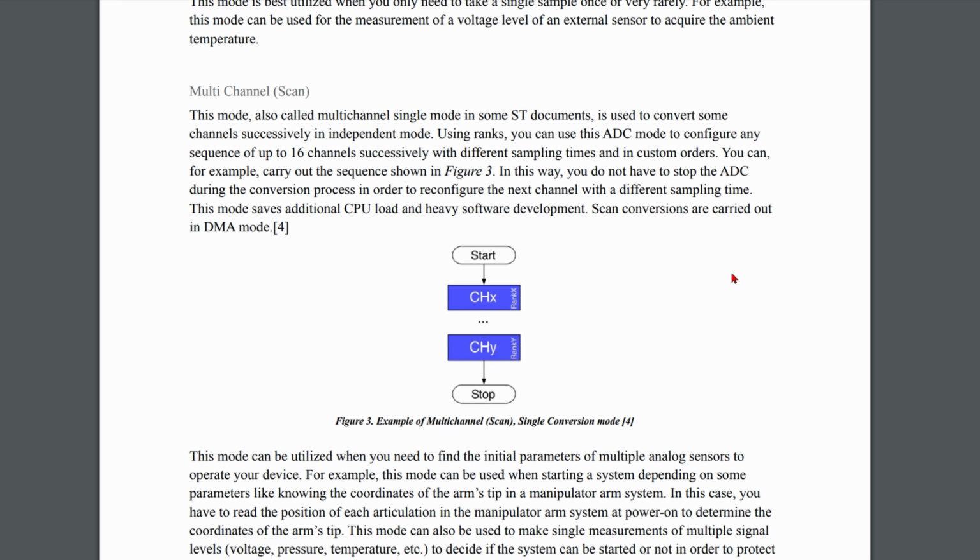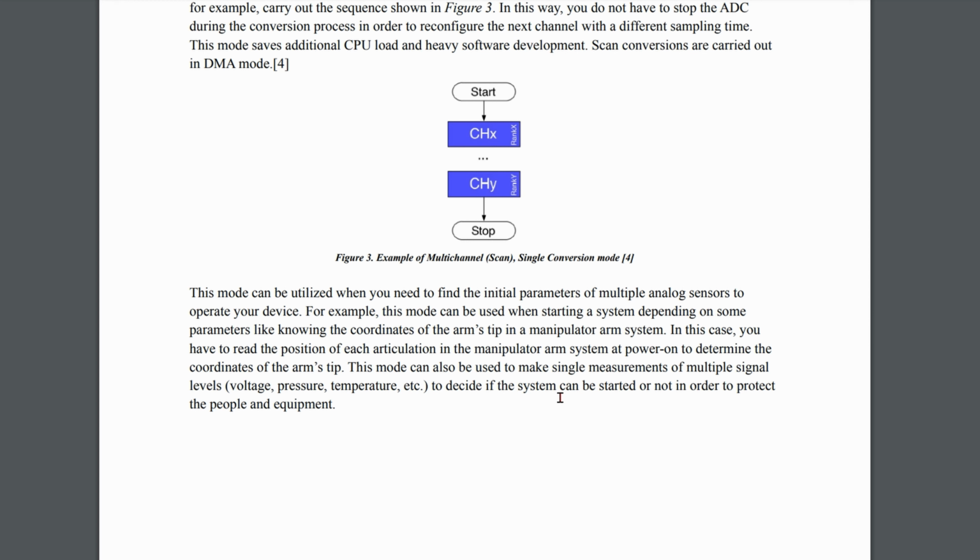This mode can be utilized when we need to find the initial parameters of multiple analog sensors to operate our device. For example, this mode can be used when starting a system depending on some parameters like knowing the coordinates of the arm's tip in a manipulator arm system. So in this case, we have to read the position of each articulation in the manipulator arm system at power on to determine the coordinates of the tip.